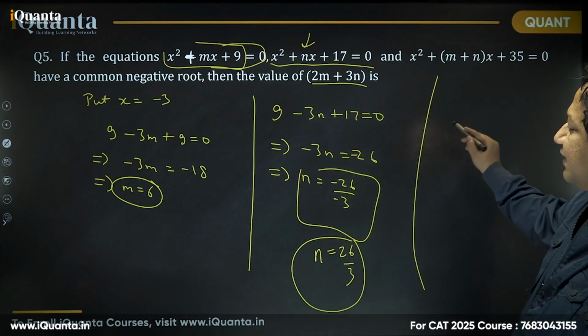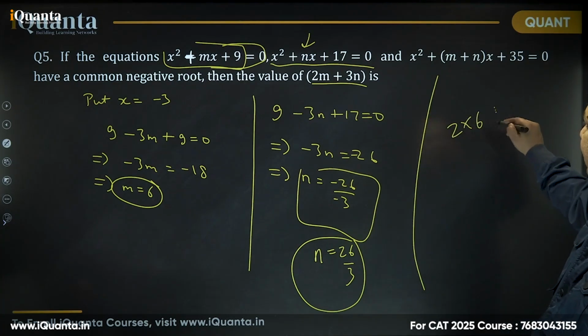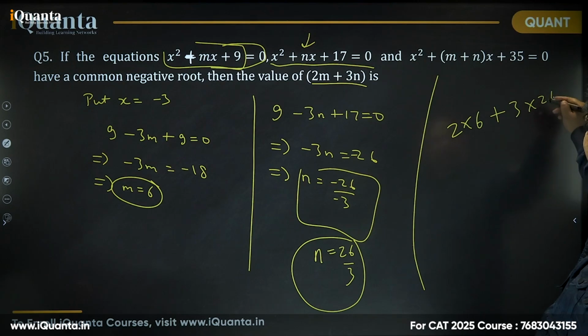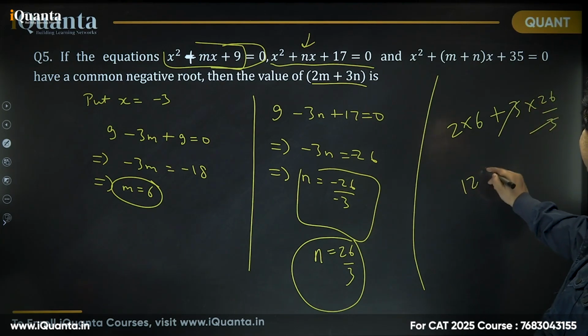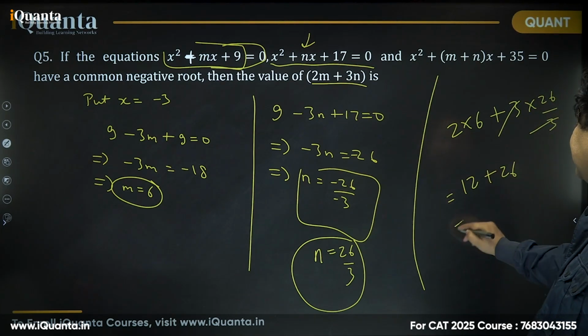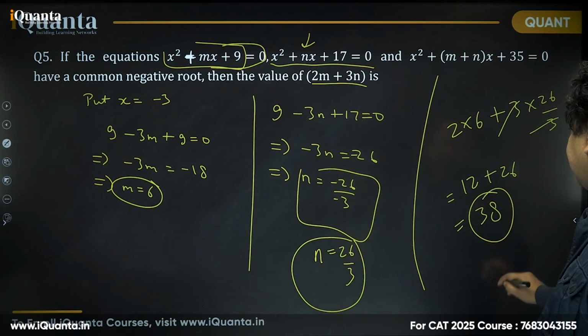So 2n plus 3n, 2 into n, n is 6, plus 3 into n, n is 26 by 3. Let's do that. 12 plus 26 is what we need. But the answer is, we get 38 as the correct answer.